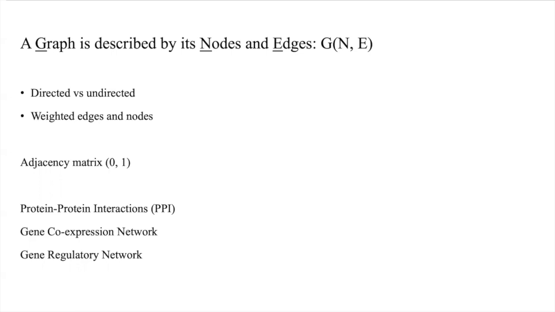Some examples are protein-protein interactions, gene co-expression. That means which genes are expressed together, and gene regulatory network, which means which gene controls the other. Are they transcription factors, some splicing factors, or so on? All right.